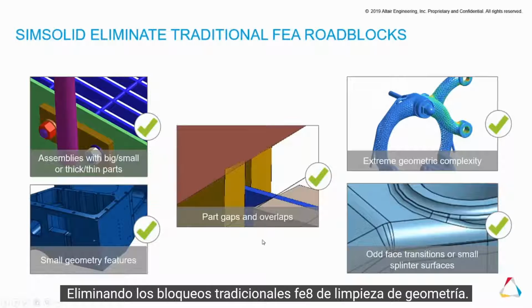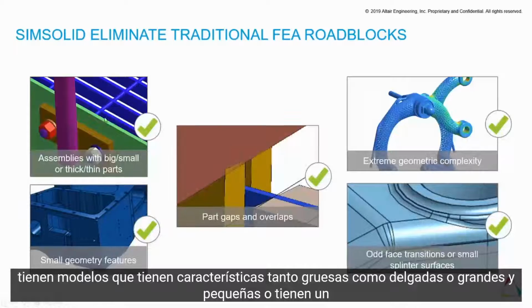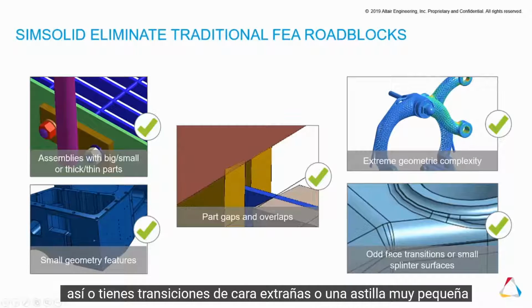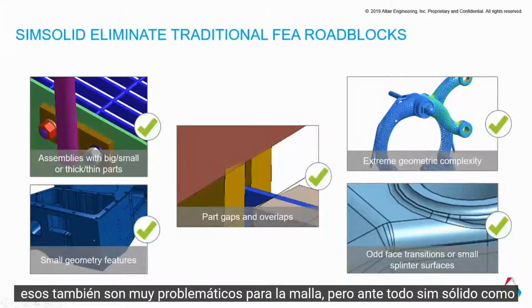SimSolid does this by eliminating the traditional FEA roadblocks of geometry cleanup, simplification, and meshing. So think of many models. Meshing is easy until you have models that have both thick and thin or big and small features, or a bunch of small geometry features like these small holes and bosses and things like that. Or you have odd face transitions or very small splinter surfaces. Common today are many of these facet or lattice type models. Those are also very problematic to mesh.